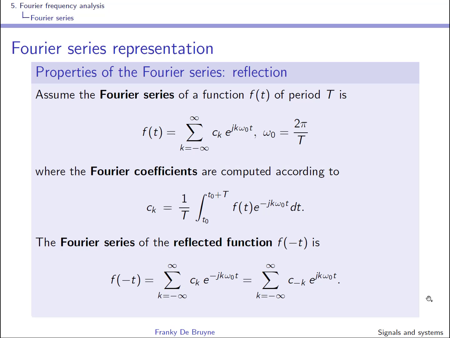So in what follows, what we want to do is find some properties for the Fourier series of an even function and of an odd function. This will involve finding the Fourier series of the time reflected version of a function.